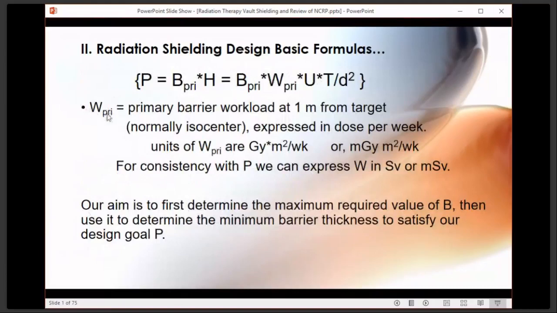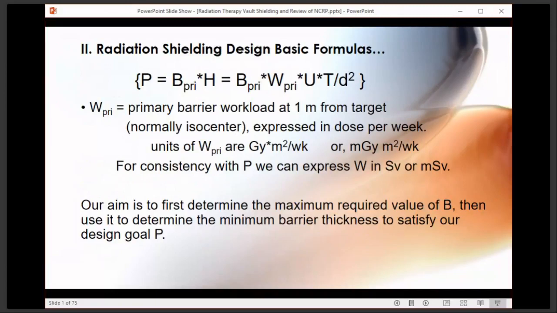The primary barrier workload is the radiation at 1 meter, for Linacs anyway, from the X-ray target and expressed in dose per week. The final units, because it's at 1 meter, should really be written as gray meter squared per week or milligray meter squared per week. And again, we want to make the p-value we use consistent with the units in the workload. Otherwise, you could be off by several orders of magnitude.